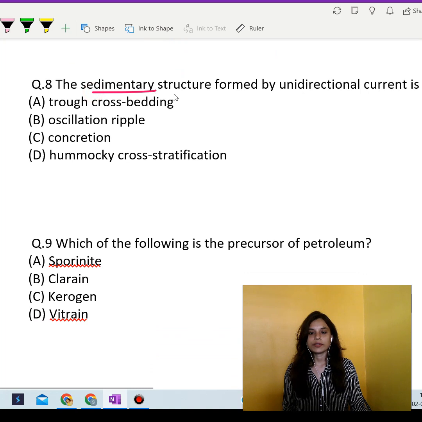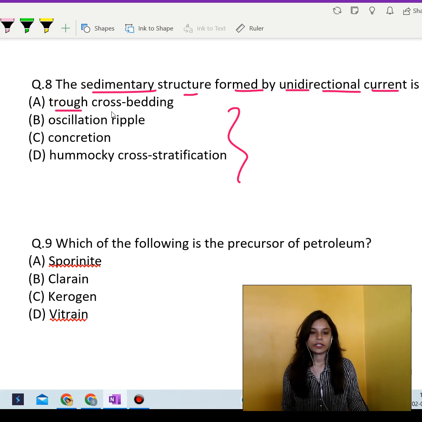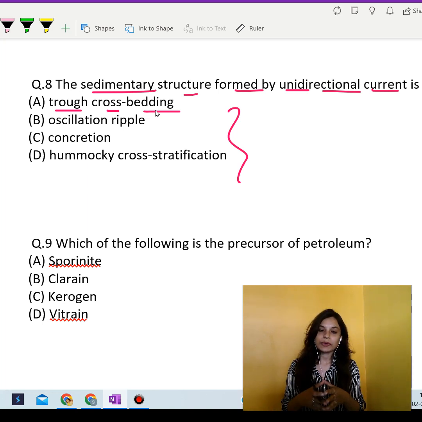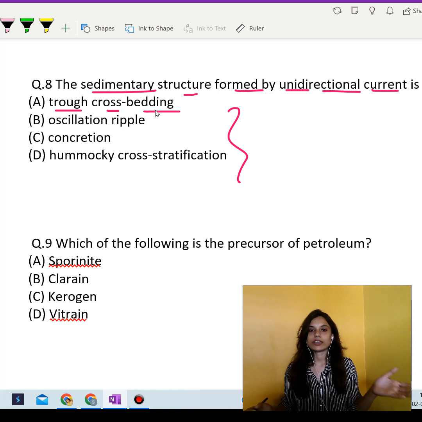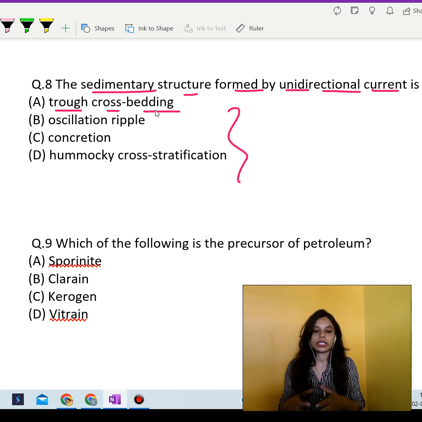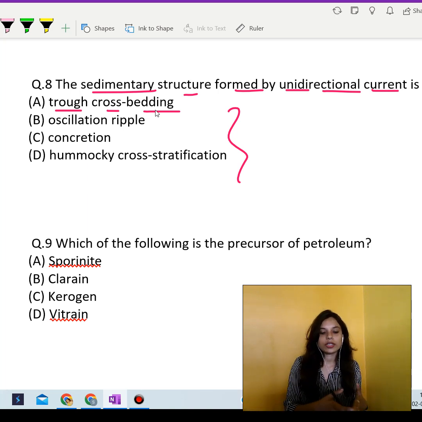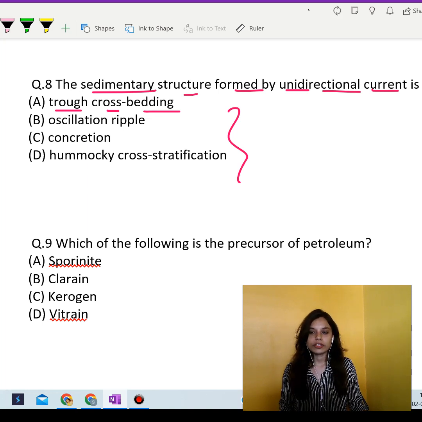It says the sedimentary structure formed by the unidirectional current is what? Your correct answer would be trough cross bedding. Trough cross bedding is formed by the migration of sand dunes or ripples in one direction, indicating the direction of the current flow. So, it is typically associated with environments like river channels or beach environments where unidirectional currents are prevalent.